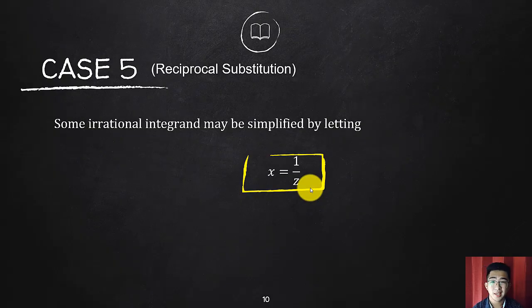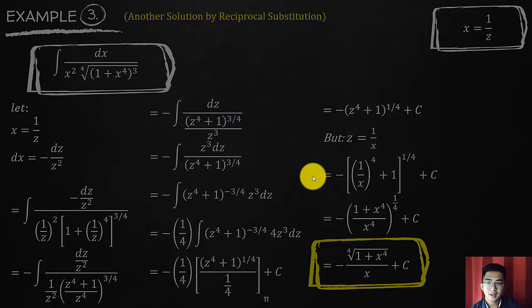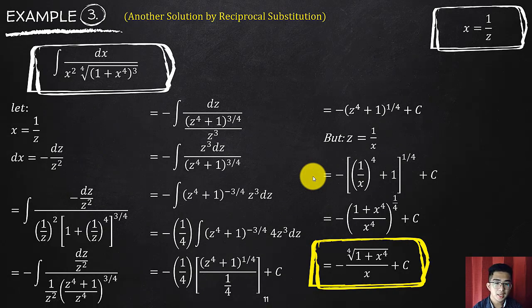We do have one more case, that is the reciprocal substitution. It says here that some irrational integrands may be simplified by letting x be equal to 1 over z. Okay, so this one's a bit simpler. We're not going to look for particular terms. We're just simply taking the reciprocal of our original variable. So let's take our favorite example number 3, and this time solve it with the reciprocal substitution. Here on the reciprocal substitution, we're not looking for a plus b x raised to n.